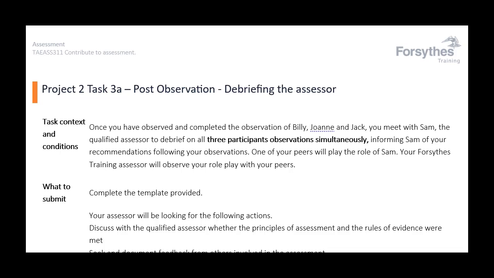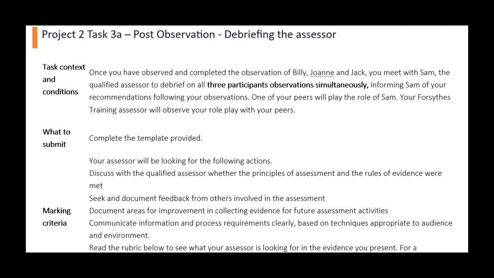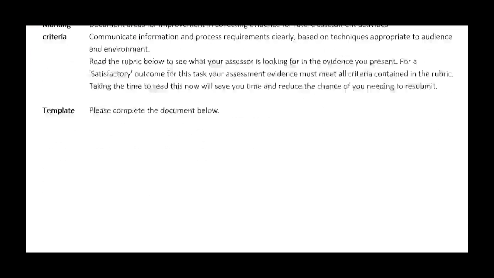Once you've completed the observation of Billy, Joanne and Jack, you meet with Sam, the qualified assessor, to brief him on all three observations simultaneously, informing Sam of your recommendations for each of those participants. One of your peers will play the role of Sam, as I mentioned, and your Foresight's Training assessor will observe your role play with your peers, which is why you'll need to send in a video submission if you're unable to attend a face-to-face session. So let's have a look at the document that you actually need to complete for this.